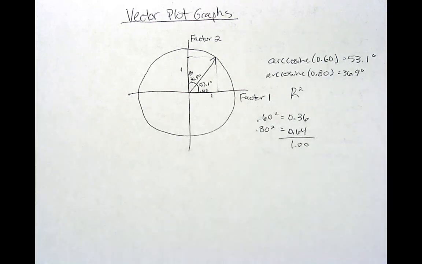And you can see in the vector plot graph that I did here, it will show the factor structure for a variable that is completely accounted for by two factors. So factor analysis is obviously built upon the geometry of correlation coefficients, as it says in your text.